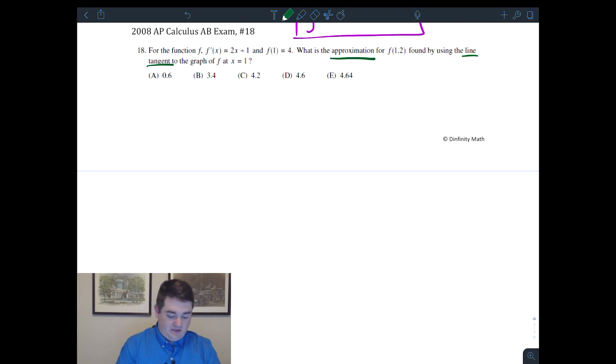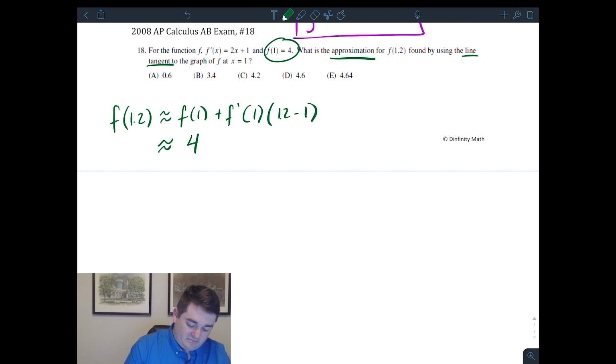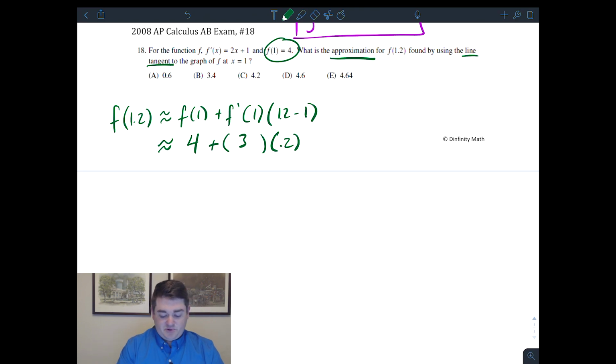So using my formula, f of 1.2 is approximately f of 1 plus f prime of 1 times 1.2 minus 1. f of 1 given in the problem to be 4, plus f prime of 1. They gave me f prime of x, 2x plus 1, so just plug 1 into that, get 3 times 0.2. 4 plus 0.6 is 4.6, and my answer is D.